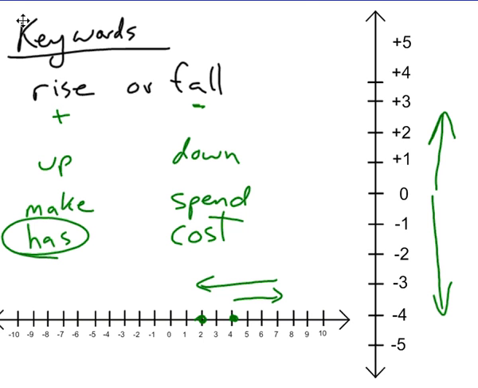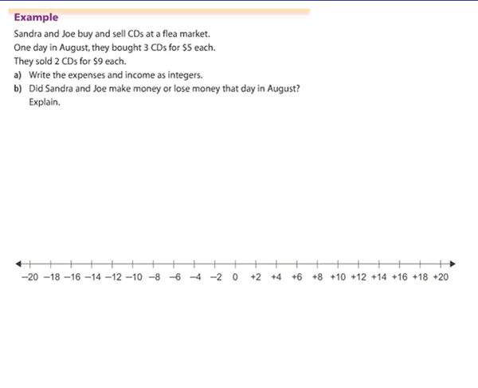Now I'm going to give you an example. Let's use this one straight out of the textbook. Sandra and Joe buy and sell CDs at a flea market. For those of you who don't know, a flea market is kind of like a permanent garage sale. People are selling used stuff. So one day in August, they bought 3 CDs. The keyword is bought. That means we are going to be spending that much money. We're going to be spending it 3 times because I bought 3 CDs, and it was $5 each.